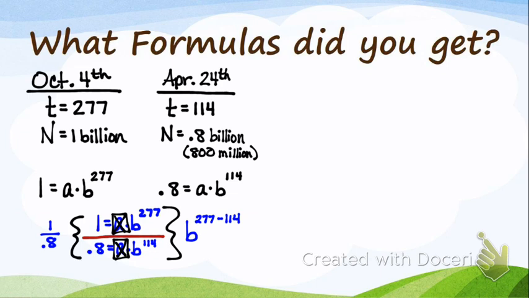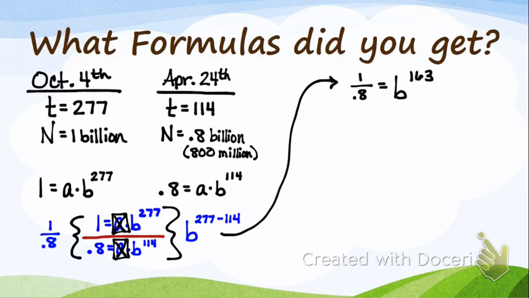Okay. What is 277 minus 114? Calculator time, absolutely. You said 163? Okay. So now I have B to the power of 163. That reminds me of where we were yesterday, only the numbers were a little different. What can I do with this B to the power of 163? Huh? What did you say? I'm still confused.